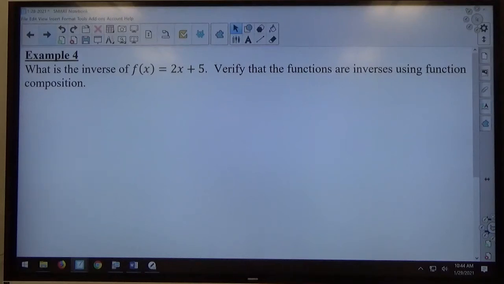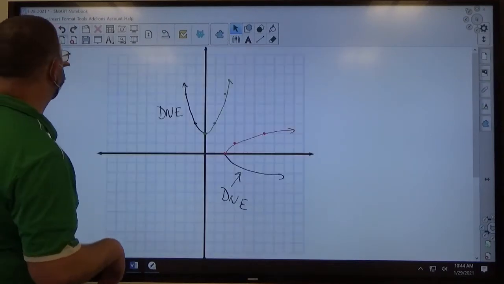Okay, so example 4 says, what is the inverse of f of x equals 2x plus 5? And it says, verify the functions are inverse using function composition. So we did function composition last chapter, just a refresher on that.